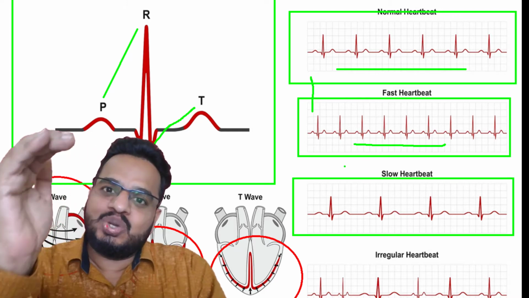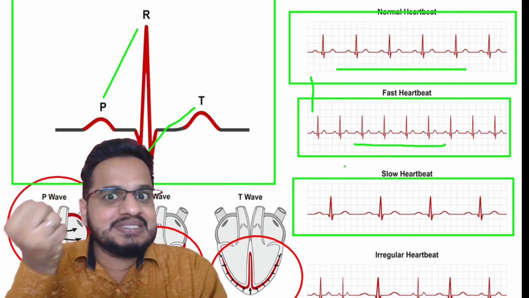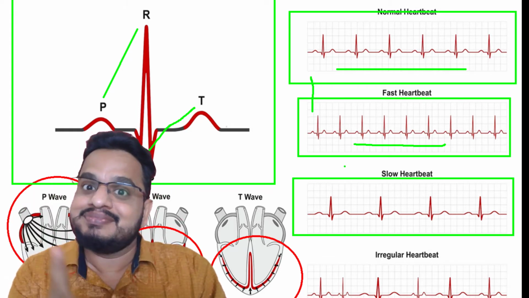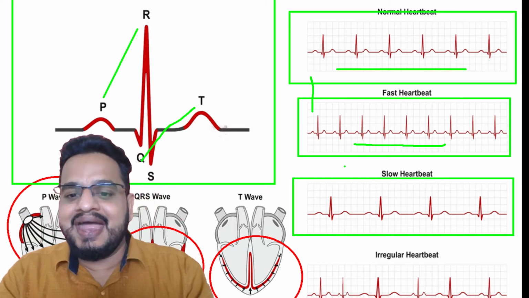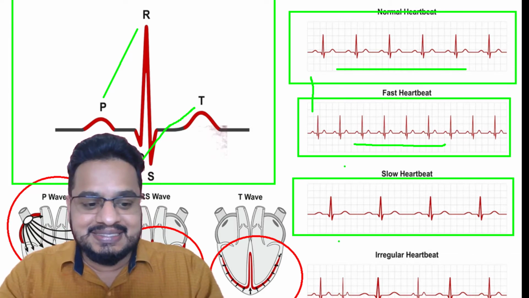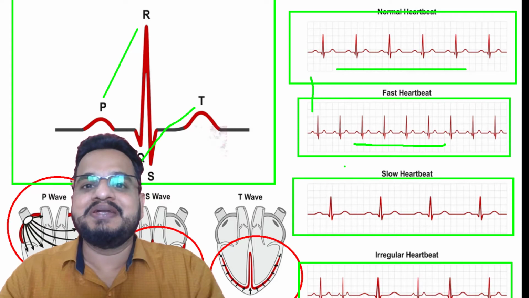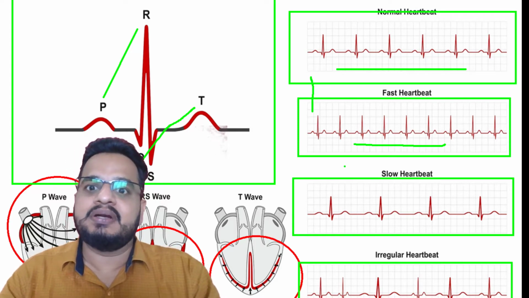See, even if it is a slow heartbeat, just by seeing the graph you can tell this is a slow heartbeat. This is not the normal rhythm. And the last part, you can see from here, is a completely irregular heartbeat.